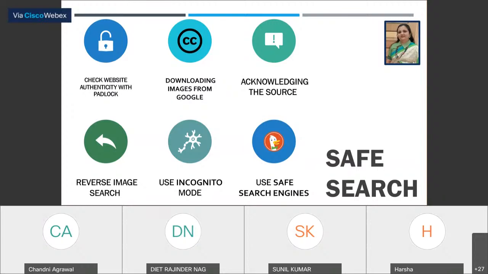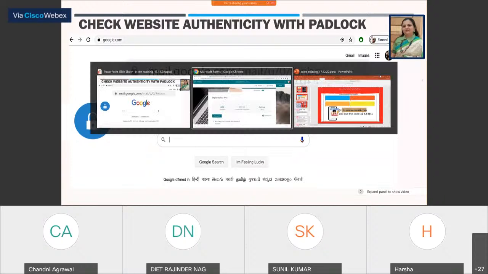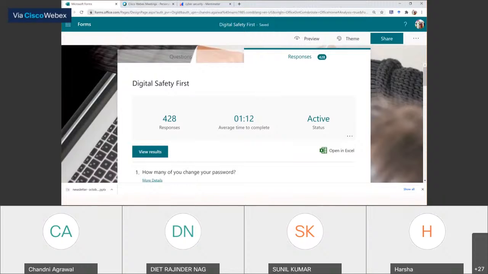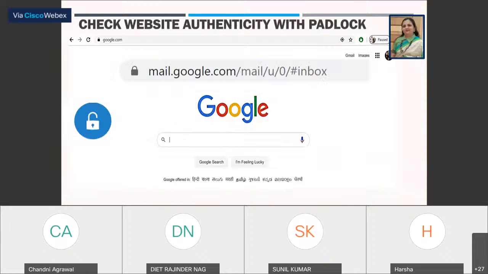So let's know something about how to make our search a safe search. I'll just go through all these points. Like checking website authenticity and acknowledging the source, first I'll tell you, because the rest of the things I am explaining in the meanwhile. Whenever you are taking any source from somewhere, you should acknowledge it and give the references. Always check authenticity with the padlock. You can see there is a lock. Click on this lock and you can check the certificate, cookies, and the site settings for authentication of the particular site you are using.